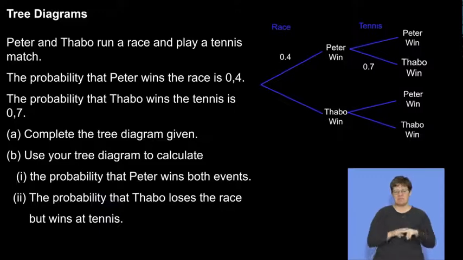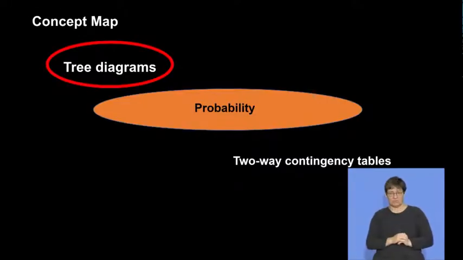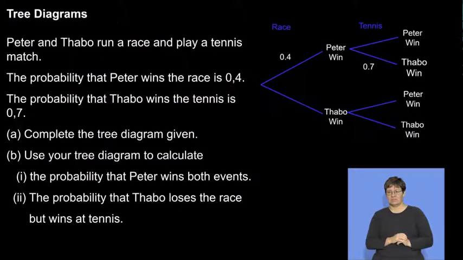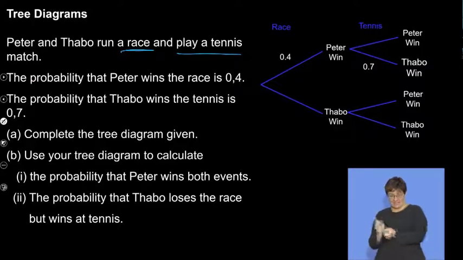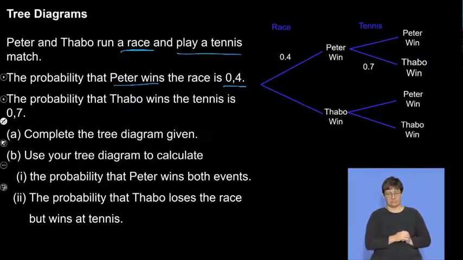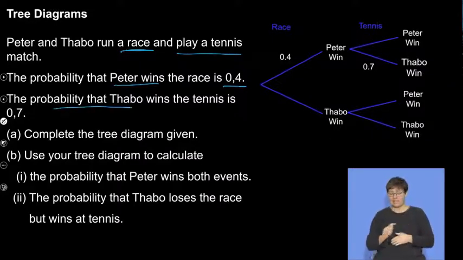So what do we know? Thabo and Peter, they run a race and play a tennis match. So the probability that Peter wins a race is 0.4. So we give it the actual probability. The probability that Peter wins a race is 0.4. 0.4 is 40%. And the probability that Thabo wins a tennis match is 0.7. So that is given on our tree diagram.